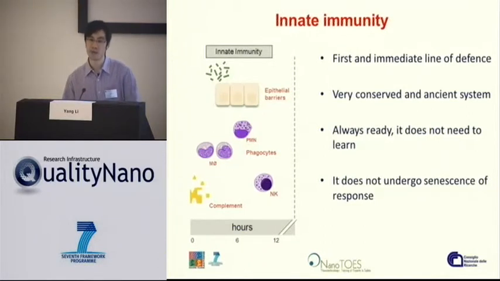If you want to study the immune system, you need to choose your target. We choose innate immunity because it is the first and immediate line of defense, and it is a very conserved system that doesn't need to learn anything. It's always ready, and it doesn't undergo senescence of the response. Innate immunity consists of the epithelial barriers, phagocytes, and complements. It reacts to infections within hours, not like adaptive immunity, which takes days.